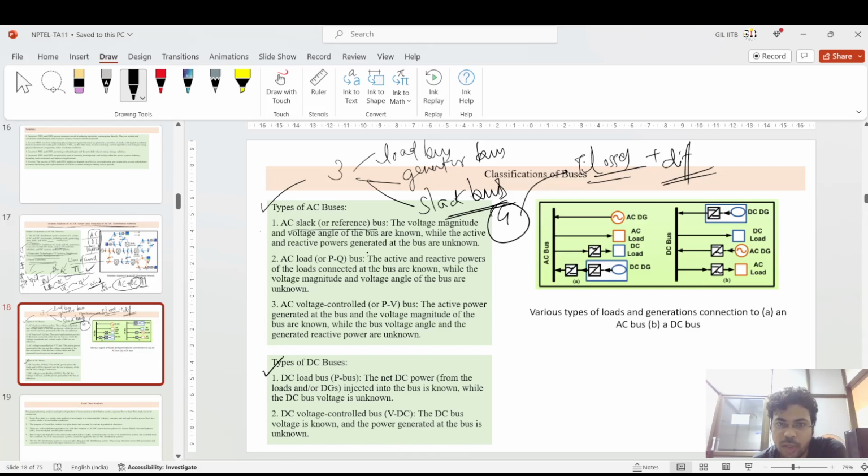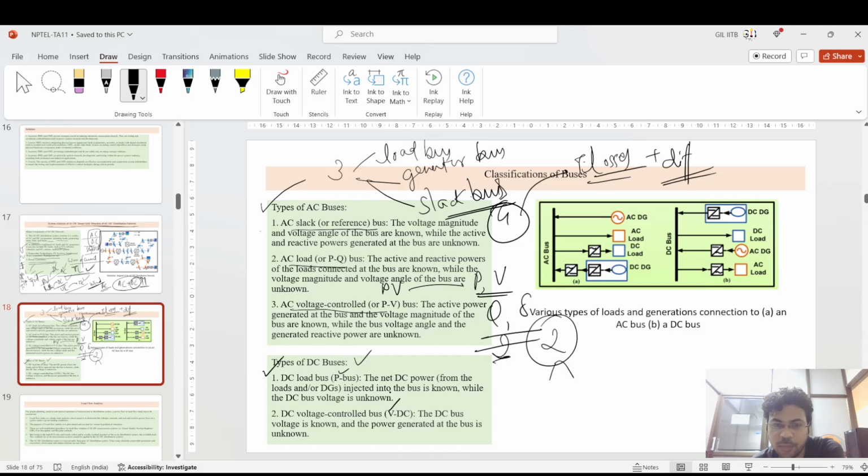So that generating source, the slack bus, will compensate that. In the slack bus, the reference is known: how much voltage magnitude and voltage angle you should generate at that particular reference. In the load bus, P and Q consumption into the system is known. In the AC voltage control, that is the PV buses, the power and the voltage are known, but you have to find Q and delta. So two parameters are known and the two unknown parameters you can find out from the known quantities.